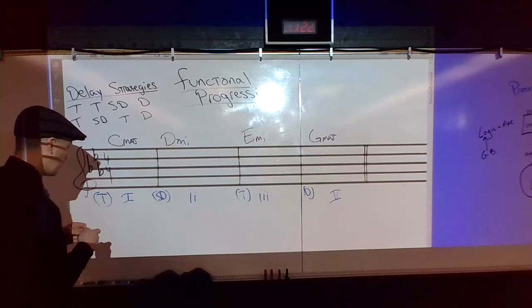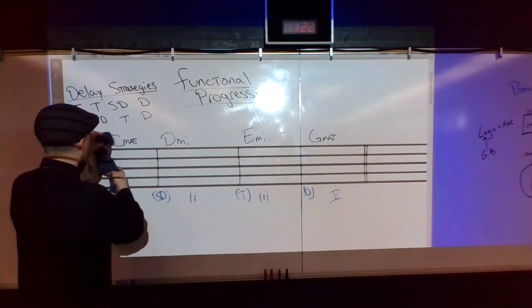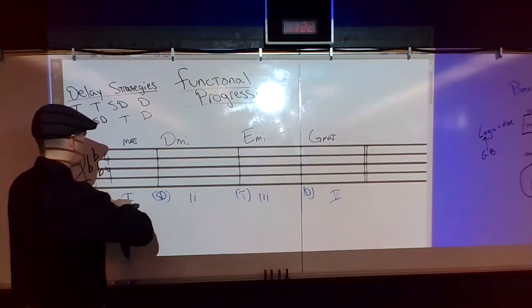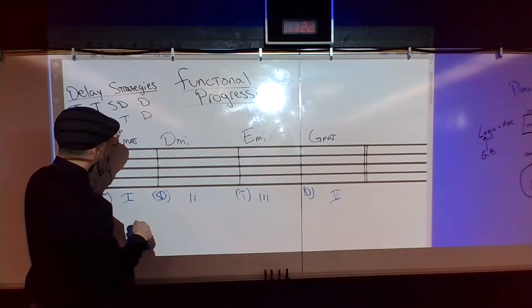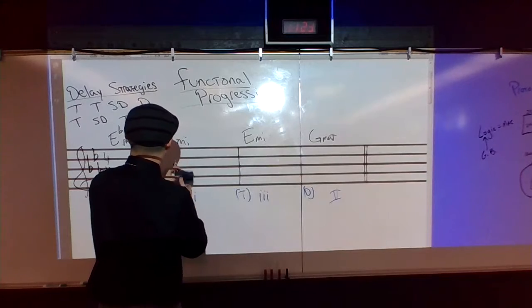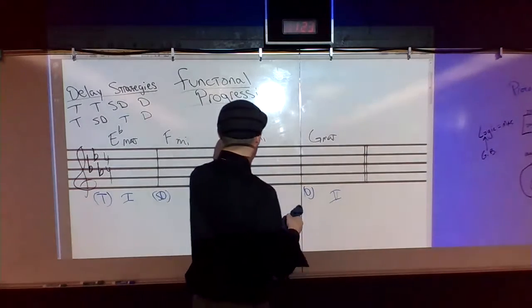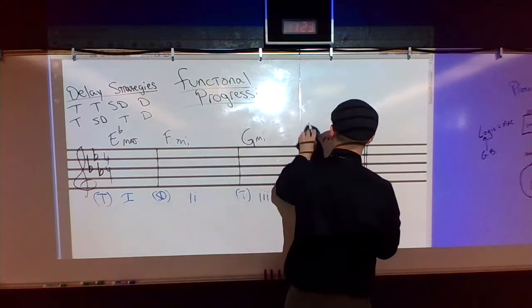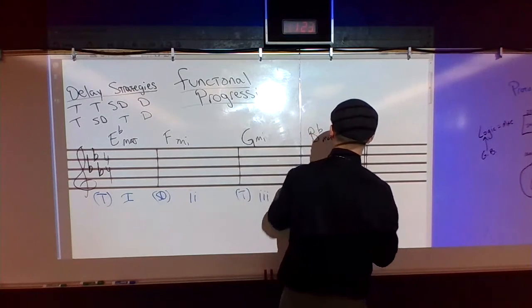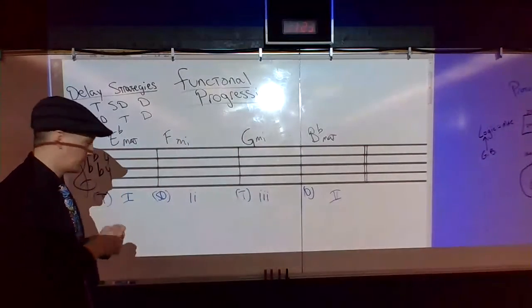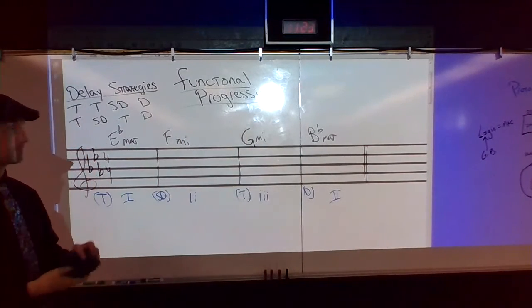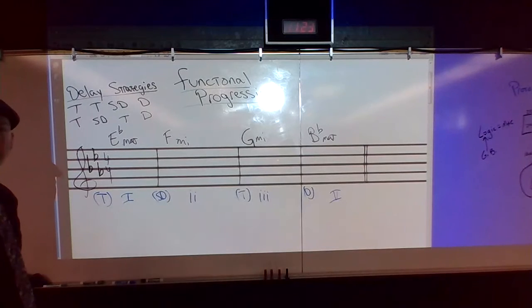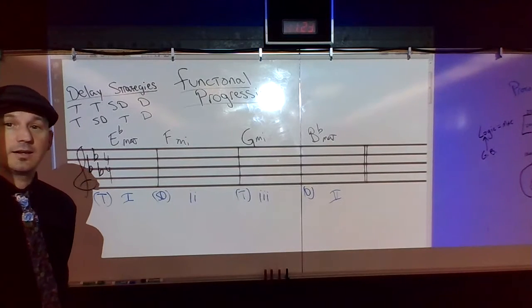Okay? So now my 1 in the key of E flat is no longer C. The 1 in the key of E flat, you guessed it, is E flat. The 2 in the key of E flat is F minor. The 3 in the key of E flat is G minor, and finally the 5 in the key of E flat is B flat major. Okay, you've got to know your key signatures. I know I keep saying that, don't I? Okay, and there's my tune, same progression. Same functional progression, but in the key of E flat now.